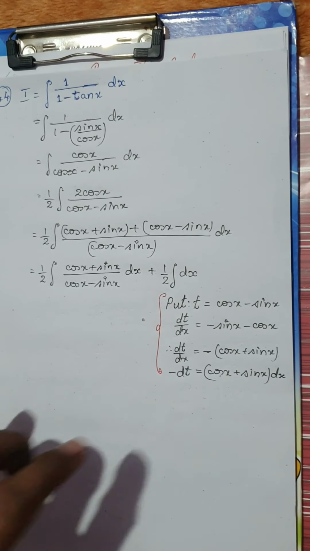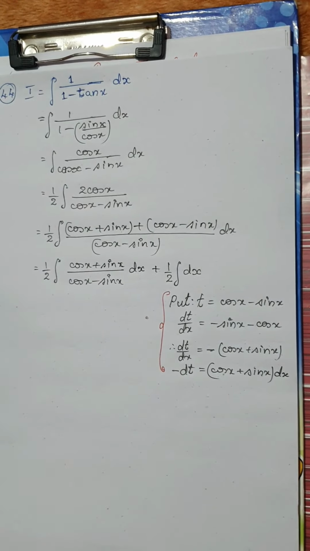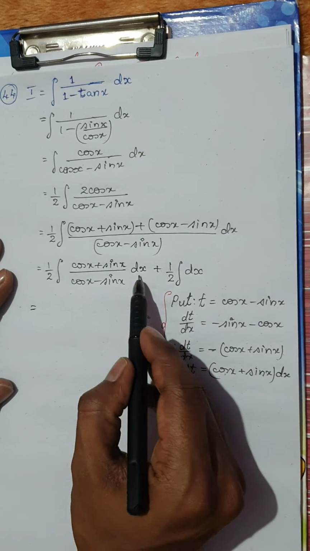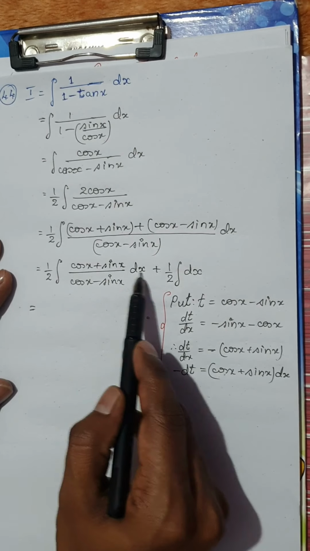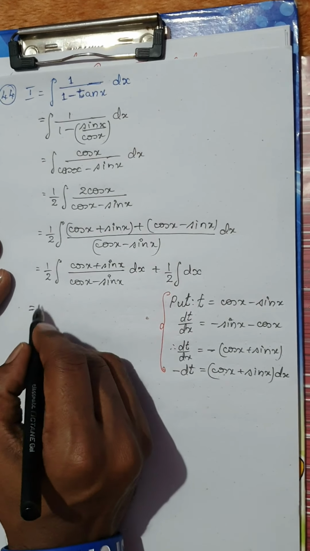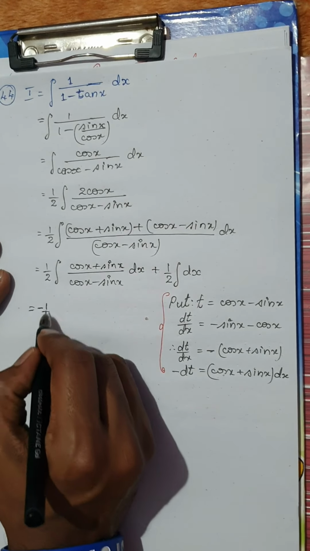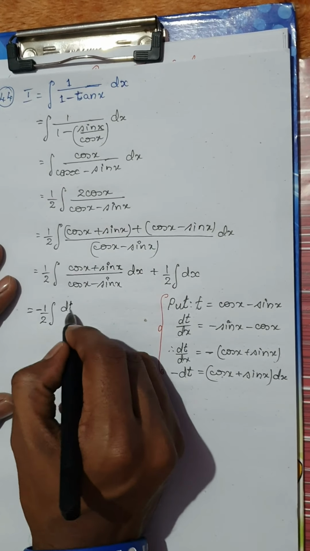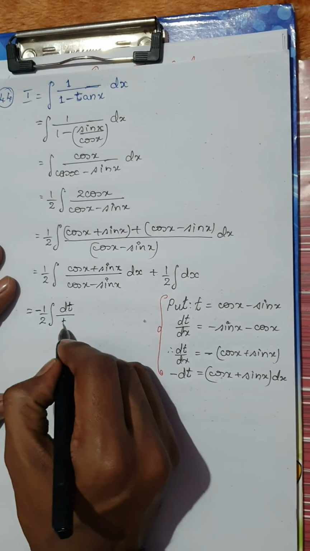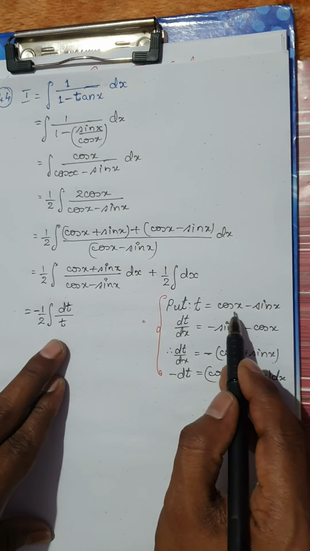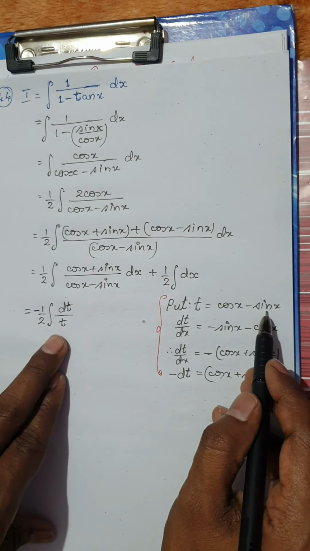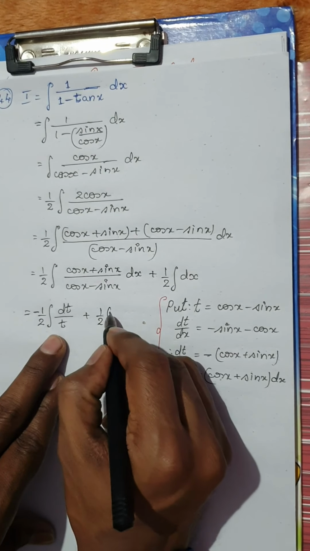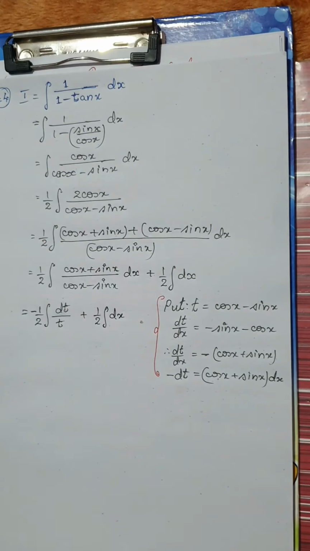Please be careful and keep it aside. Therefore my integral becomes, instead of cos x plus sin x dx, I will get minus dt. So I will take this minus outside. I have 1 by 2 into integral of, numerator is dt and denominator is t, because this is cos x minus sin x, plus here I have half into integral of just dx.